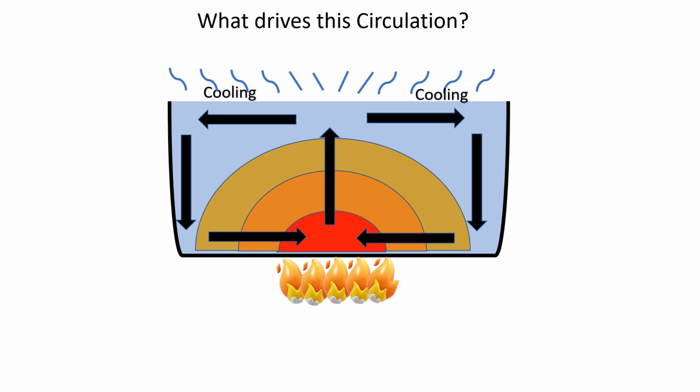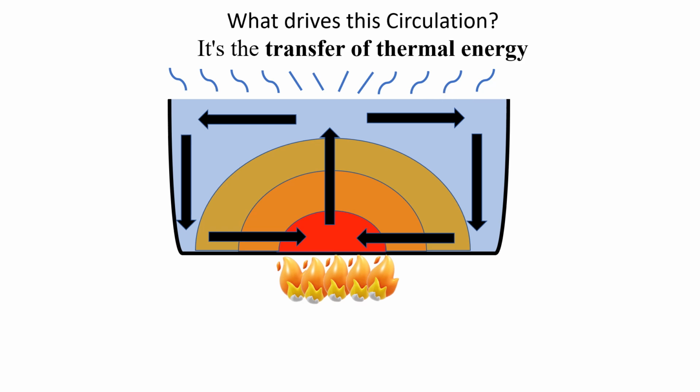Now, what drives this continuous circulation? It's the transfer of thermal energy. The heat gained at the bottom by the water closest to the flame drives the movement. As this warm water cools at the surface, it releases the heat energy back into the atmosphere. This cycle of heating, rising, cooling, and sinking creates a continuous circulation.